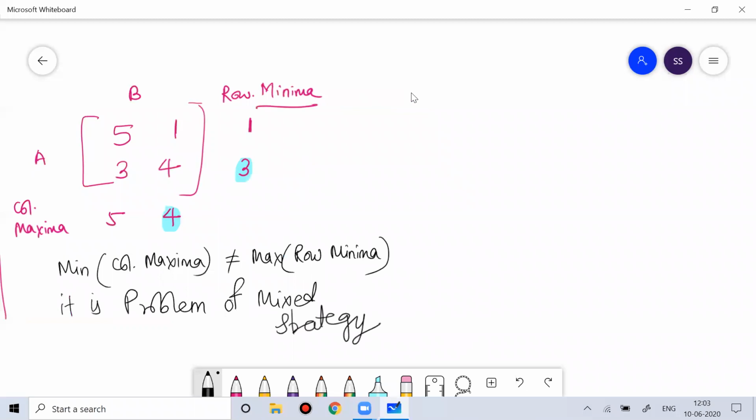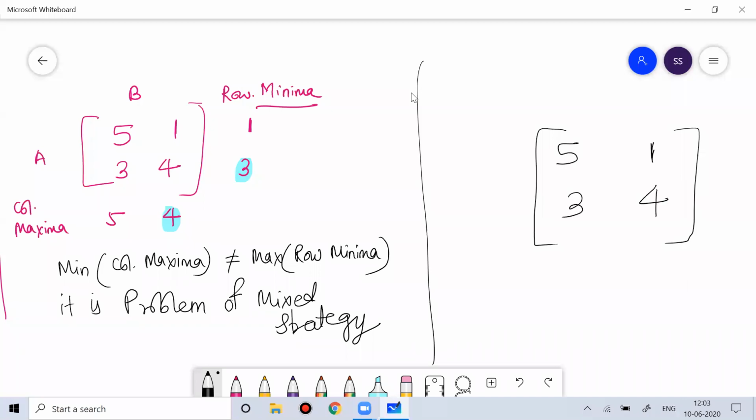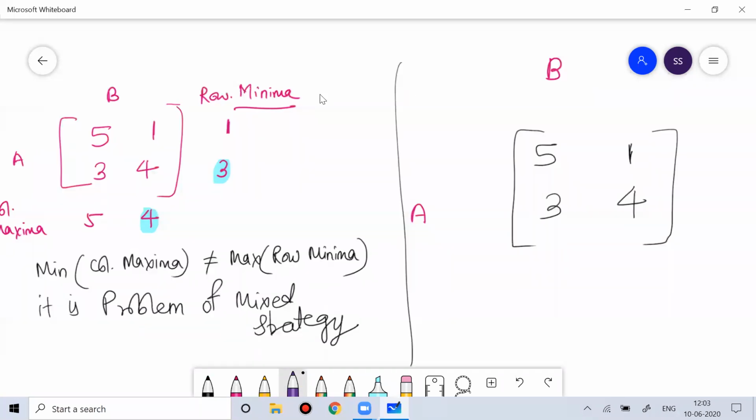So I am writing it again. Suppose the problem is like this: 5, 1 and 3, 4, and this is the payoff of A, and this is the payoff of B. Both A and B will struggle so that they can determine the optimal strategy. But the problem with this game is that they are not able to derive the saddle point.